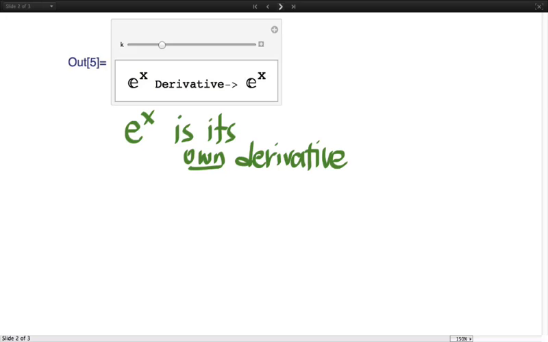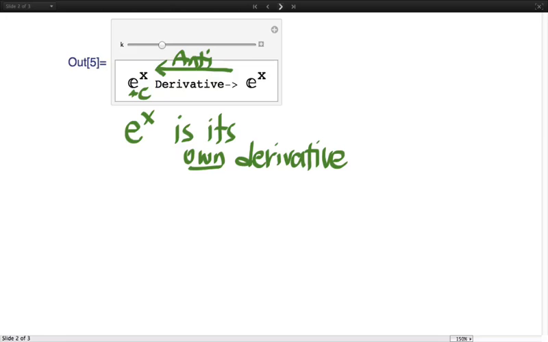So what does that mean about antiderivatives? If I take the antiderivative of e to the x, what do I get? E to the x, exactly. Well, plus c, right? But otherwise, it doesn't change. This is another reason we love e to the x in calculus, because it doesn't change when we take a derivative, and it doesn't change when we take an antiderivative.